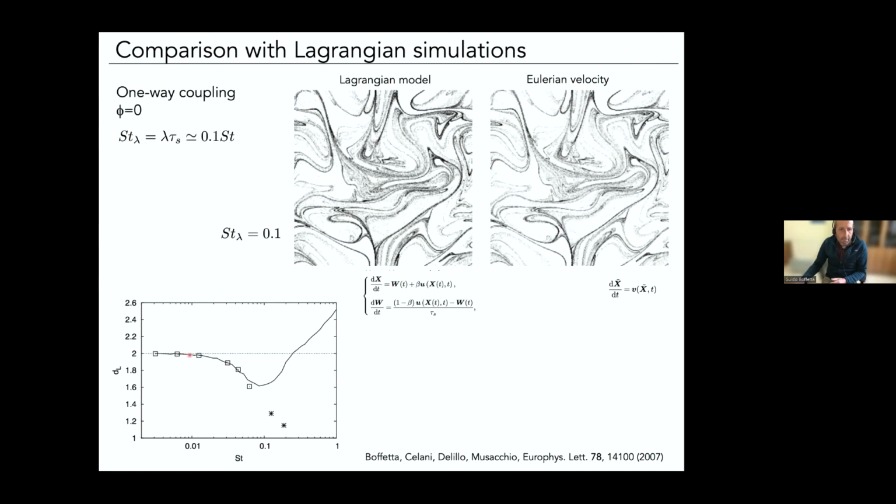And the points represent the result obtained from the Eulerian model. So this model, the passive Saffman model, you see that we have a quantitative agreement up to Stokes of order 0.1, more or less, which corresponds to this snapshot. Then we have deviation because, of course, the Eulerian model cannot capture the fact that you have a multi-valued velocity field.